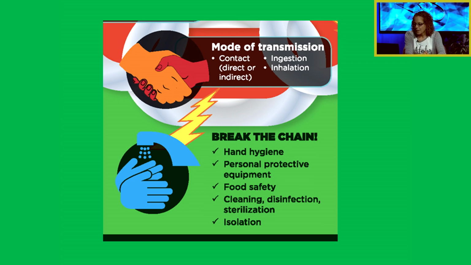So again, having patients who need to be on isolation because of an infection that they have is a really good way to break the chain. When we know that an individual has tuberculosis or has COVID, we put them in a special room, we isolate them from other patients, okay? So again, food safety, cleaning, disinfection, sterilization of equipment, good hand hygiene, and personal protective equipment.